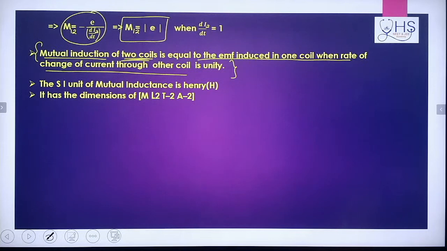So this is the numerical way you can understand mutual induction. Suppose sometimes you want to define mutual inductance, you can write the definition, or numerical way also you can define like this.